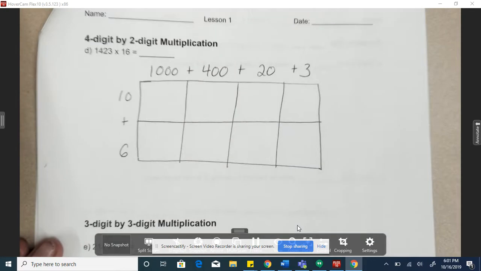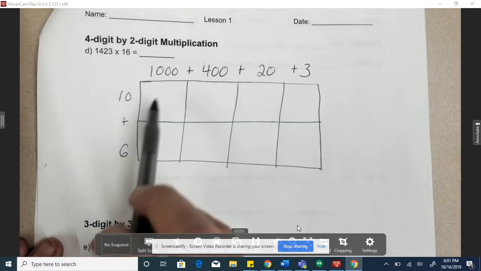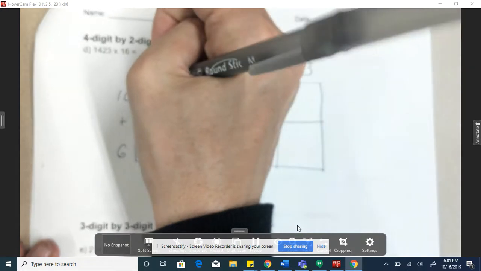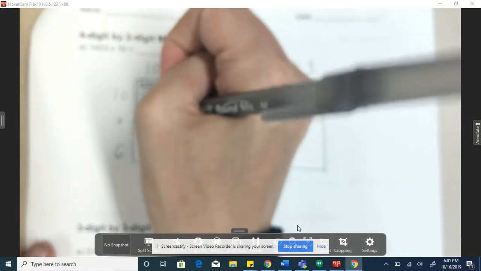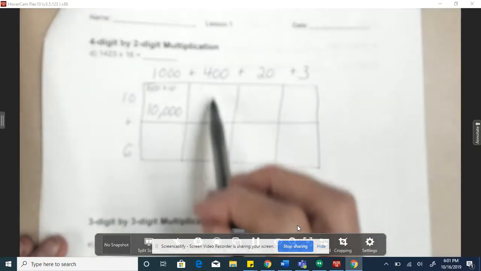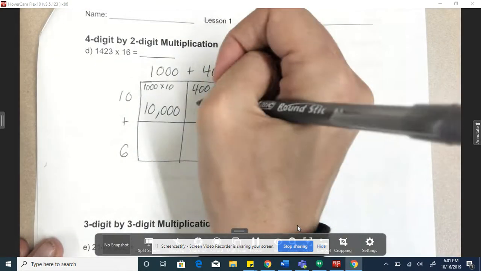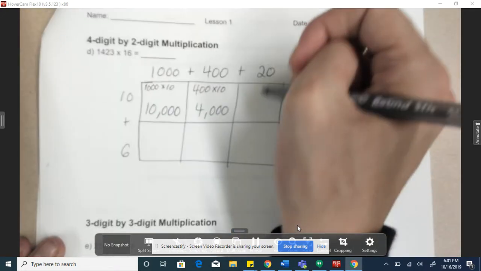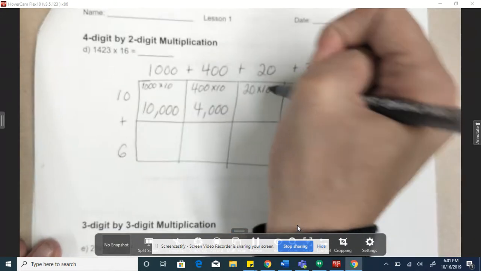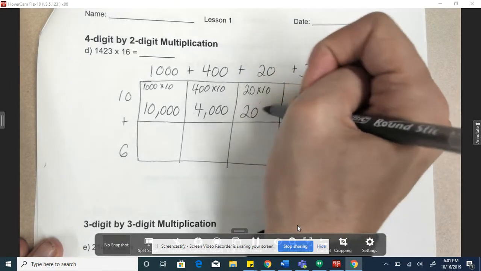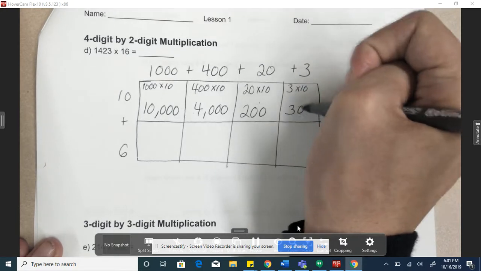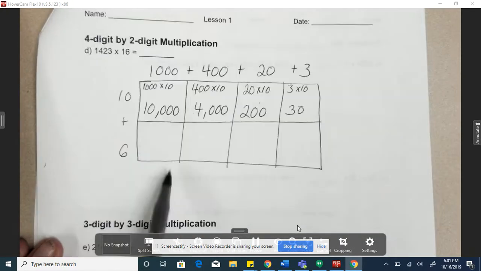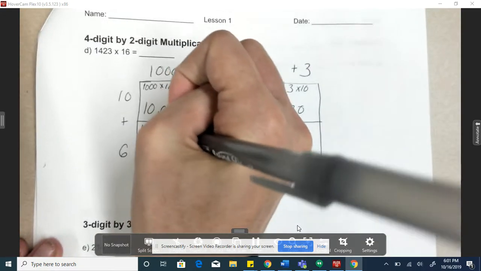This time I have 8 squares, or 8 rectangles, I should say. We're going to start by going 1,000 times 10. I know that 10 times more than 1,000 is 10,000. 400 times 10. I know 10 times more than 400 is 4,000. 20 times 10. I know 10 times more than 20 is 200. 3 times 10, I know, is 30. 1,000 times 6 is 6,000.